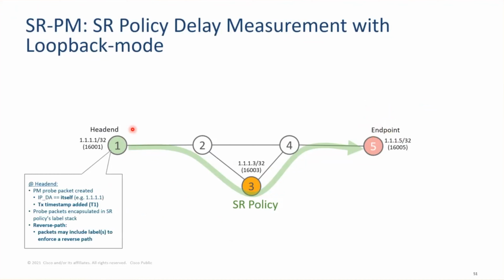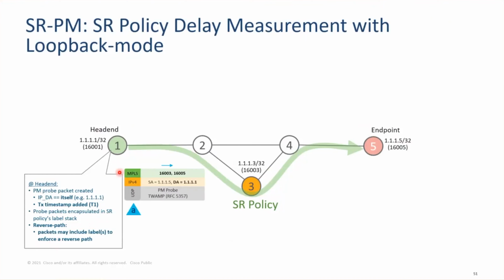A little bit more detail on what's happening on node 1: when the probe is configured, the SRPM process will actually craft a packet. The packet will have an IP header where the destination address of the packet is the head end itself. The packet will contain a timestamp provided by the head end. We call that timestamp number 1. The packet is going to be encapsulated using the same segment routing policy label stack where the PM probe is configured, and the user may have an option to specify the reverse path for how the packets are going to come back. We'll talk more about that in a moment.